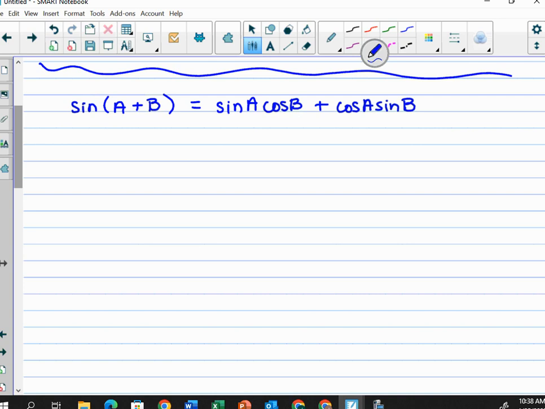If I do the difference, any guesses as to what is going to change? It's going to be subtraction instead of addition. So this will be sine of A cosine of B minus cosine A sine B. Okay, so those are your 2 formulas for sine.